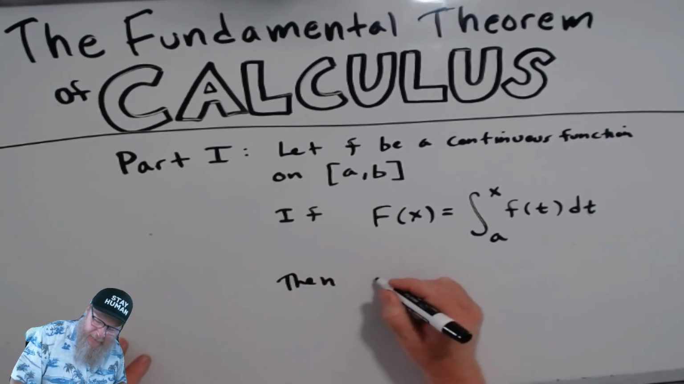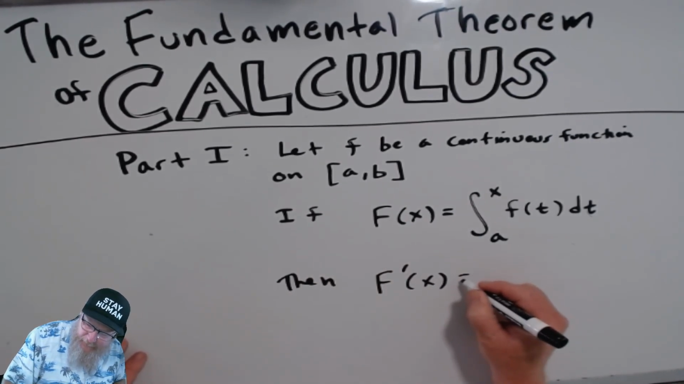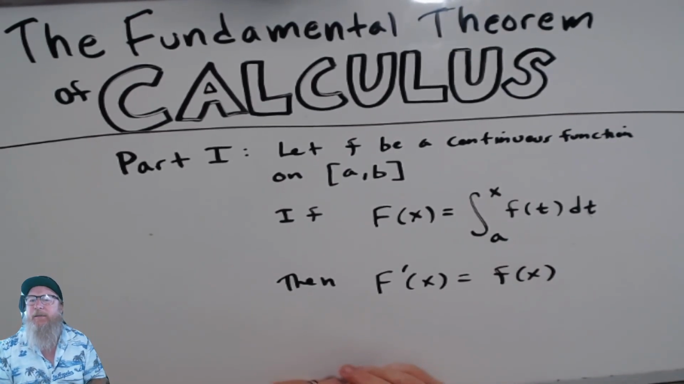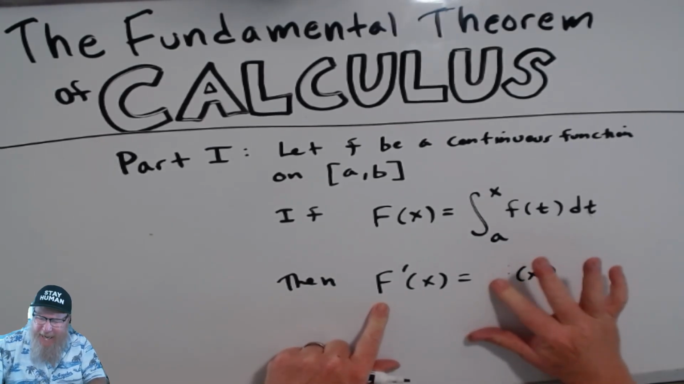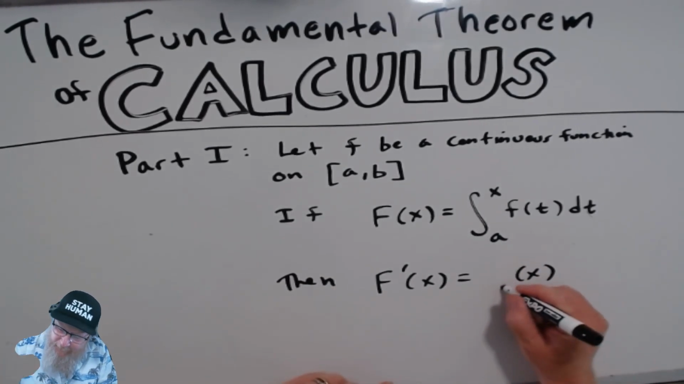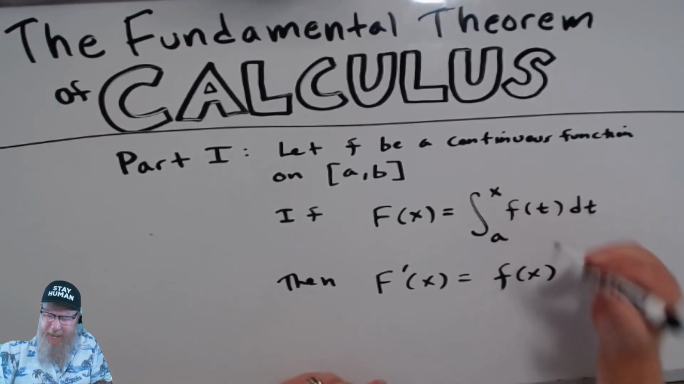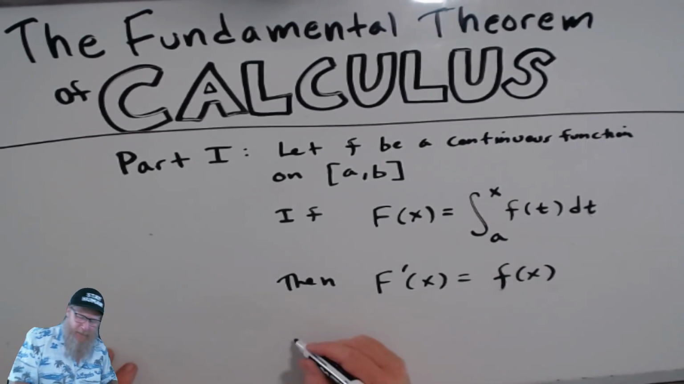Then f prime of x is just equal to f of x. Now this gets a little bit confusing because we're using two different cases of the letter f, lowercase and uppercase. I do have some alternate forms that I'll show you that maybe are a little less confusing.